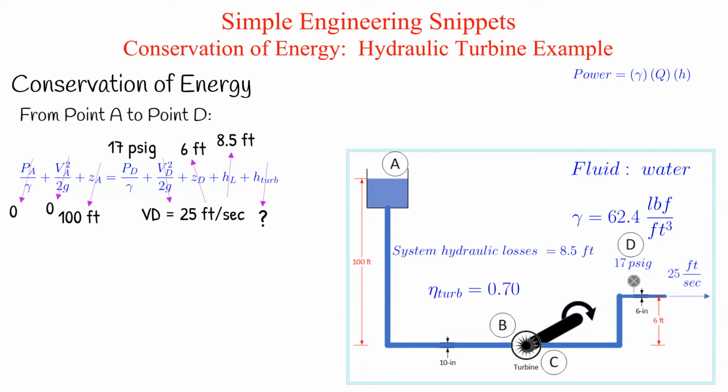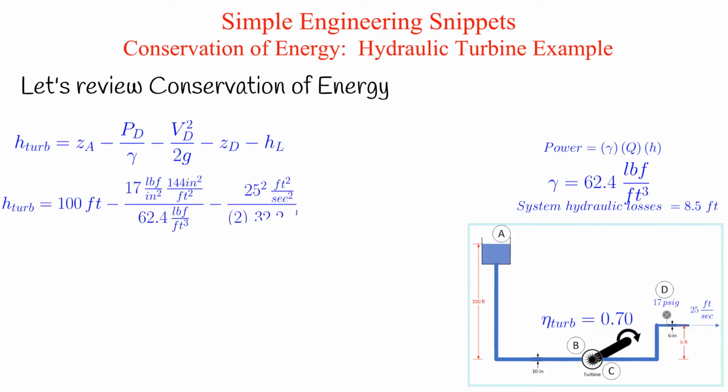Looking at the equation, I need to point out that the velocity at point delta is 25 feet per second. Let's solve the equation for the turbine head. Now we'll plug in numbers and units to obtain that the turbine head is equal to 36.6 feet. This is not the final answer. We are seeking the power output from the turbine.